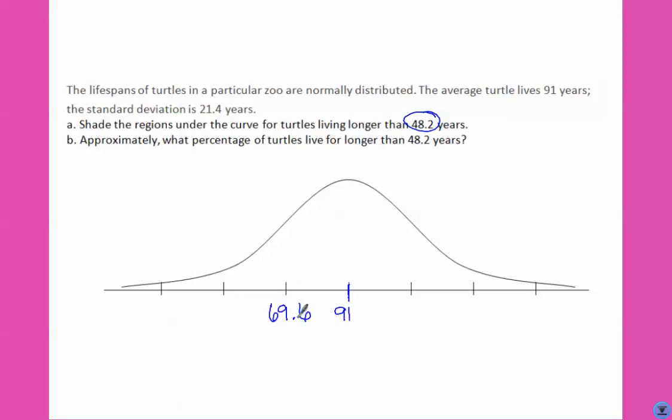Then if we subtract 21.4 again, we get 48.2. So let's shade under the curve for turtles living longer than that. So that would be everything above there. And if you wanted to, you could keep labeling the bottom of your curve, but we don't need to for this one because we got to the one point that we needed.